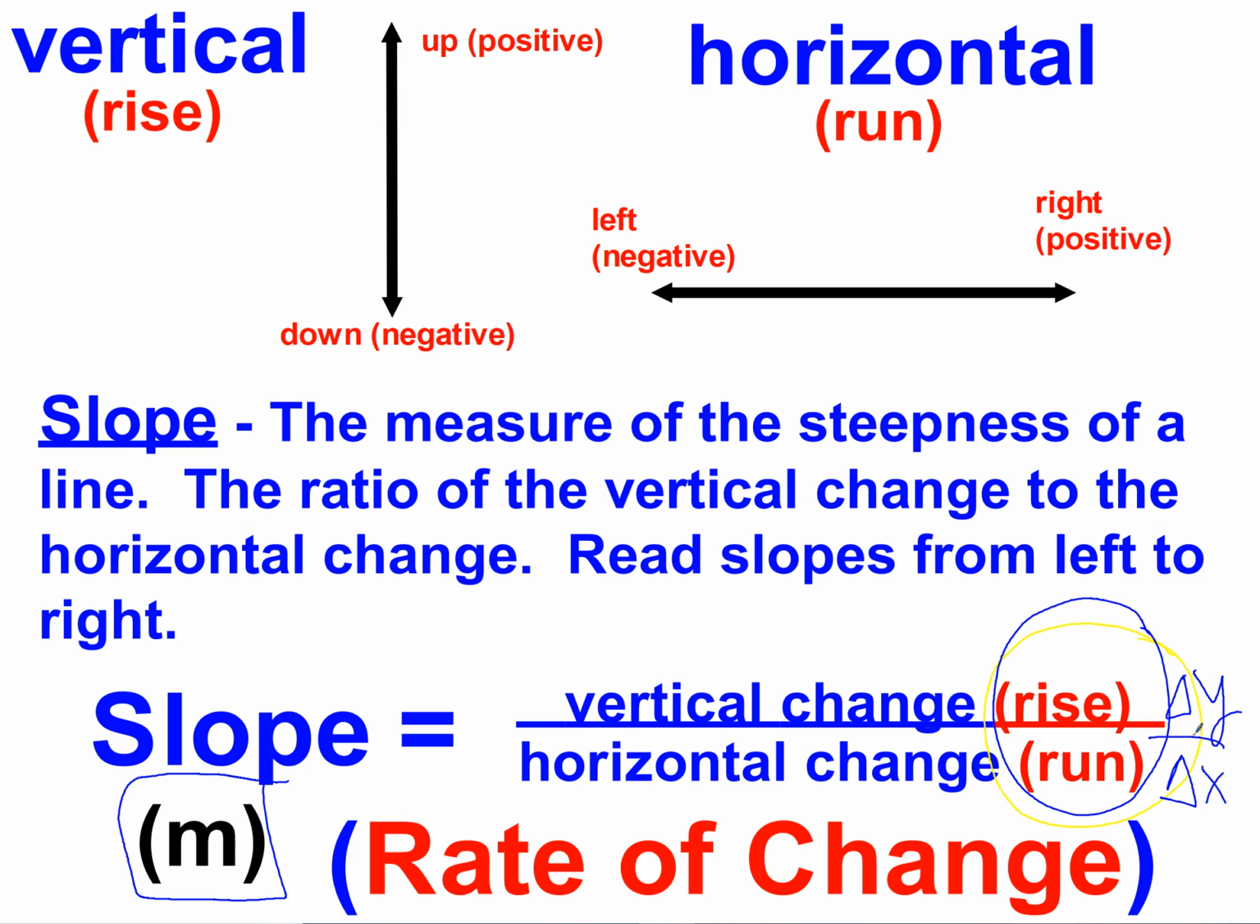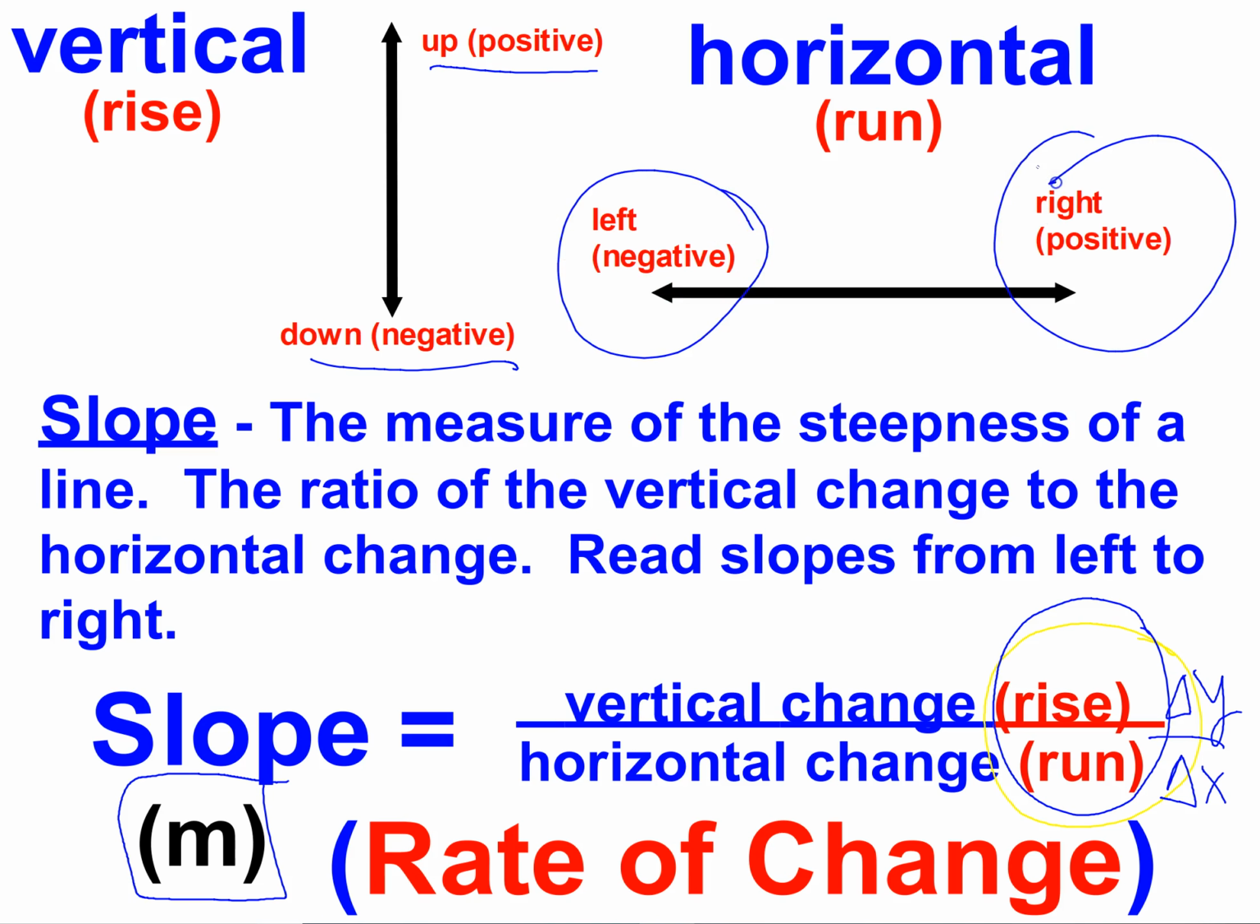And it is vertical change over horizontal change. Rise is represented by going up and down. If you go up, it's positive. If you go down, it's negative. If you go left, it's negative. If you go right, it's positive. And if I ask you what is the everyday definition of slope, slope represents the steepness of a line. This is the everyday definition. And we read slopes from left to right.